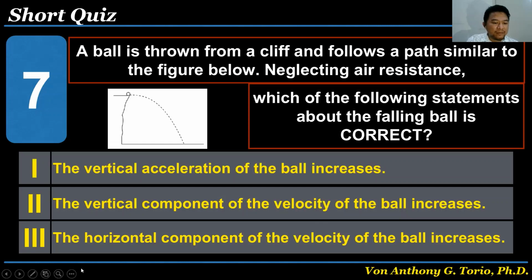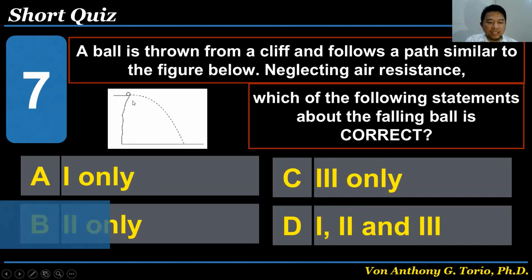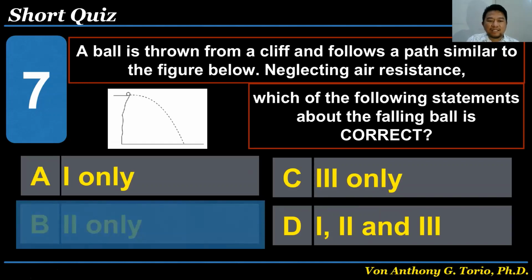So far it's 2 again. The horizontal component of the velocity of the ball increases. This is not true. Again, the horizontal component of the velocity is constant. So the answer here is 2 again, and that's letter B.